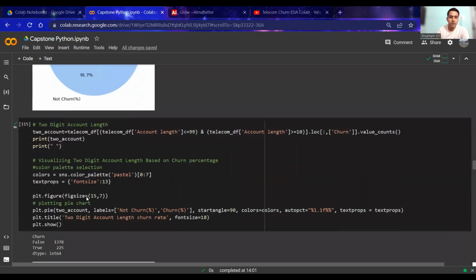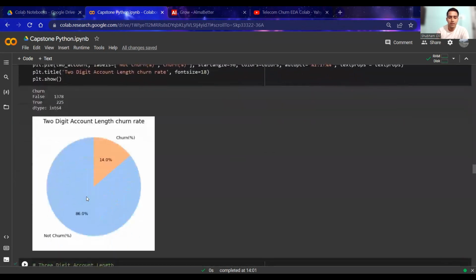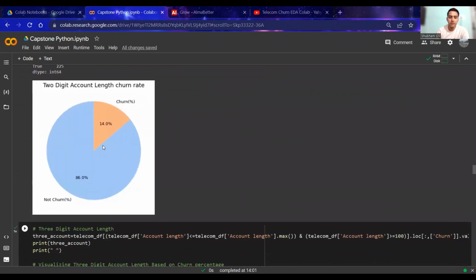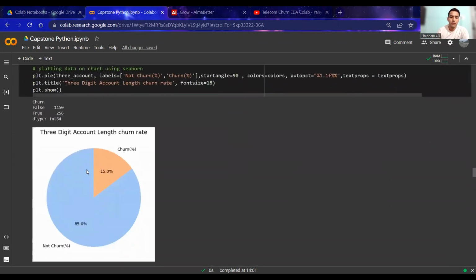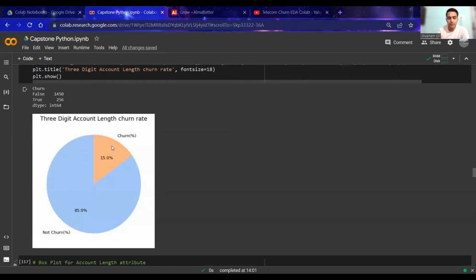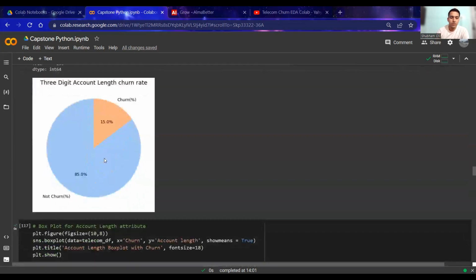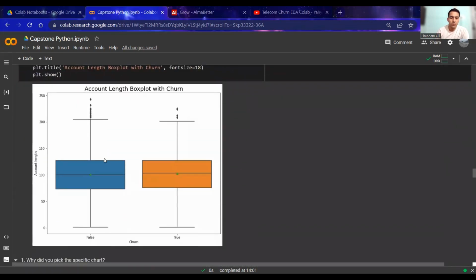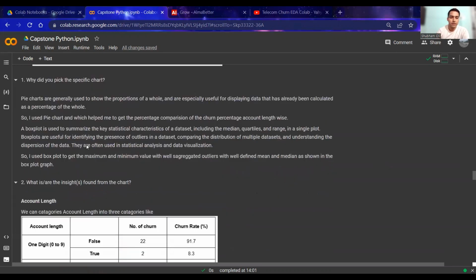And now we will take a look at the 2-digit account length. The churn rate is 14%, and it is about the same for the 3-digit account length, which is 15%. So we will do a box plot for these account lengths. We can say that the churn and not churn are also the same. There are some outliers in both of the plots.